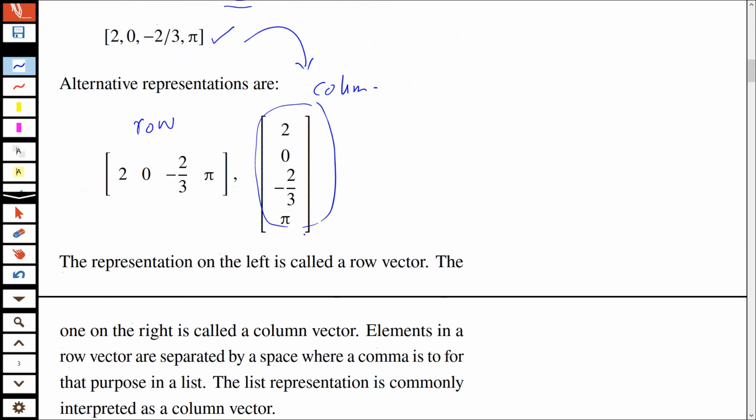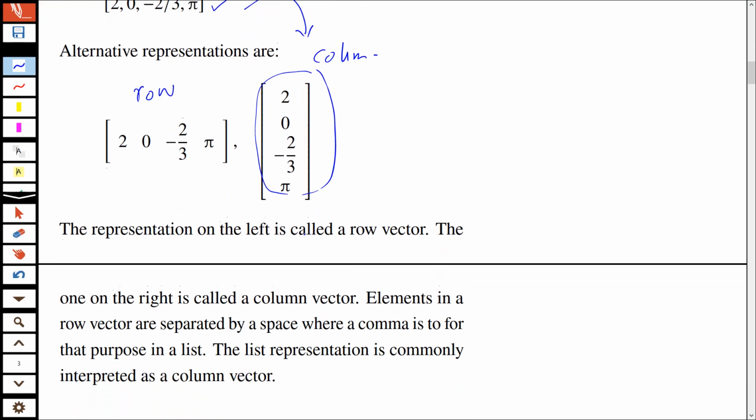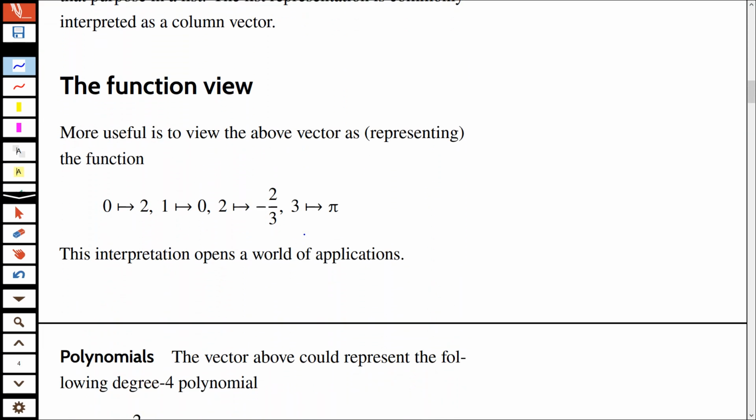So this same vector which we saw there, remember these 4 elements? 2, 0, -2/3, pi. You can think of these numbers as if they were assigned by some function. So I listed those numbers. So this 2 is assigned to the index 0, the 0th element. And that was the first element. And that -2/3 is assigned to the index 2 and pi assigned to the index 3.